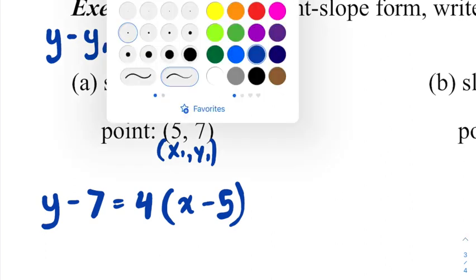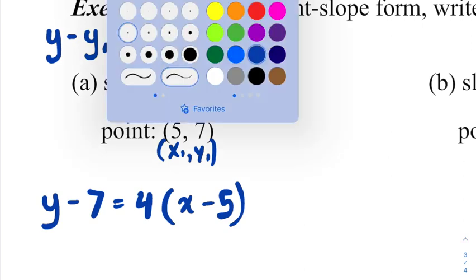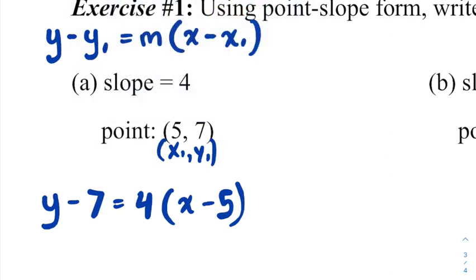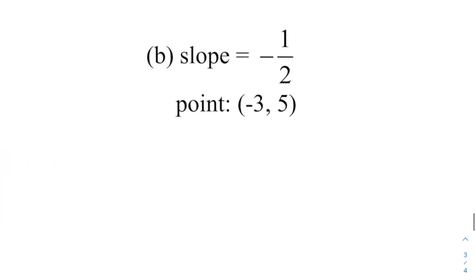If you were to distribute it out and get it to be y by itself, well then at that point you're actually putting it into slope-intercept form. You're putting it into y equals mx plus b, but you don't have to do that. So that's why I feel like it's a lot less work. That's it. You're done. So let's look at another one.